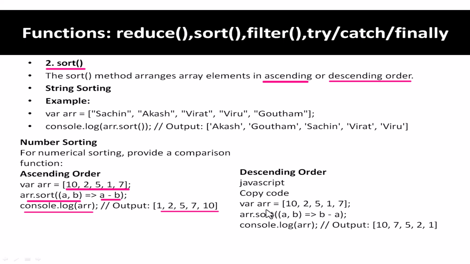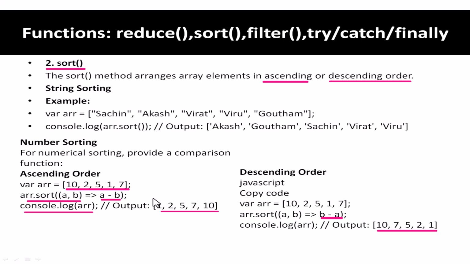For example, in descending order it is b minus a. B minus a specifies the descending order. So here we are going to use b minus a. Now it is printed in descending order: 10, 7, 5, 2, 1. So based upon this value, you can specify either ascending order or descending order.